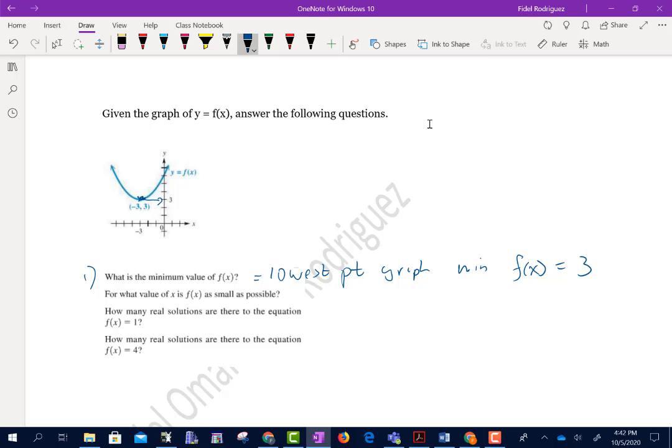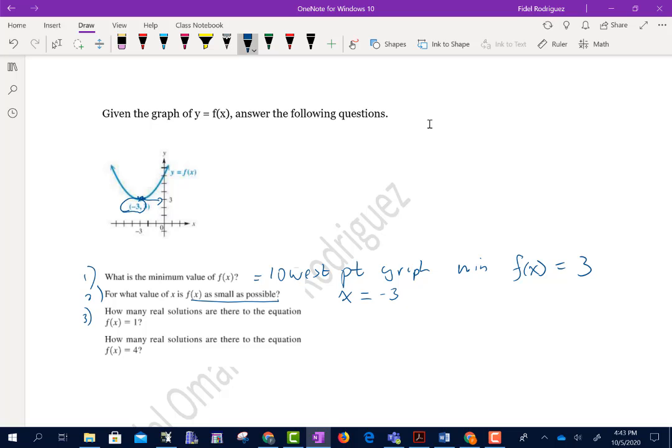All right, now the second question says, for what x value is f of x as small as possible? Now all they're asking me for now is, what is the x value associated with that? We would say when x equals negative 3. Okay.